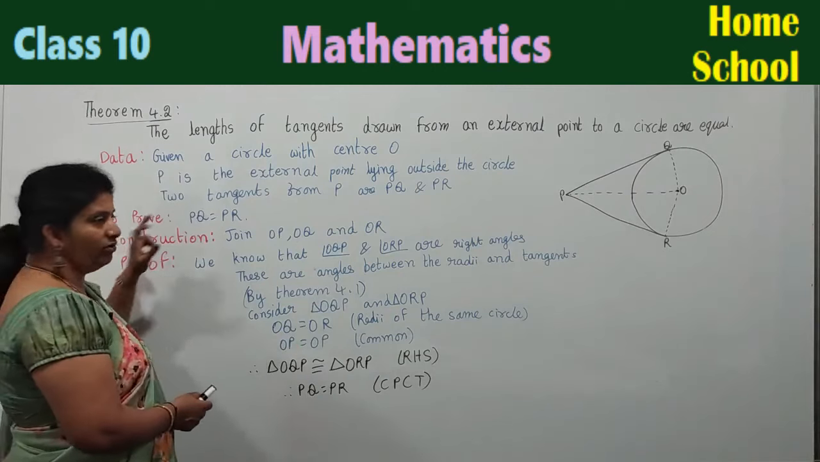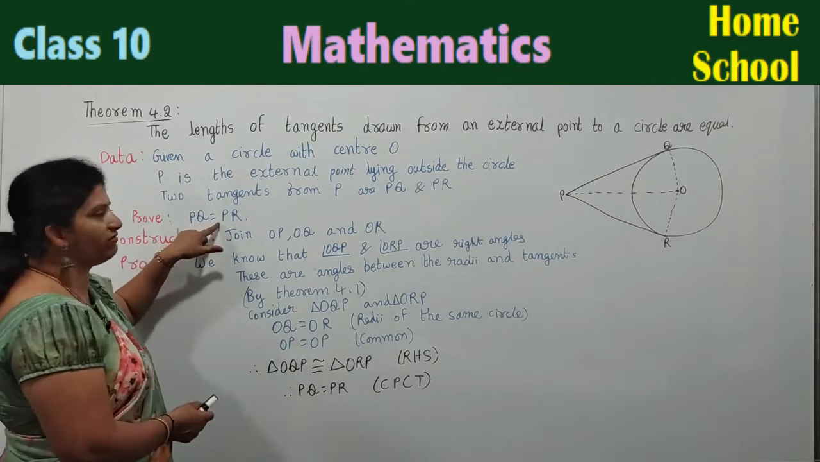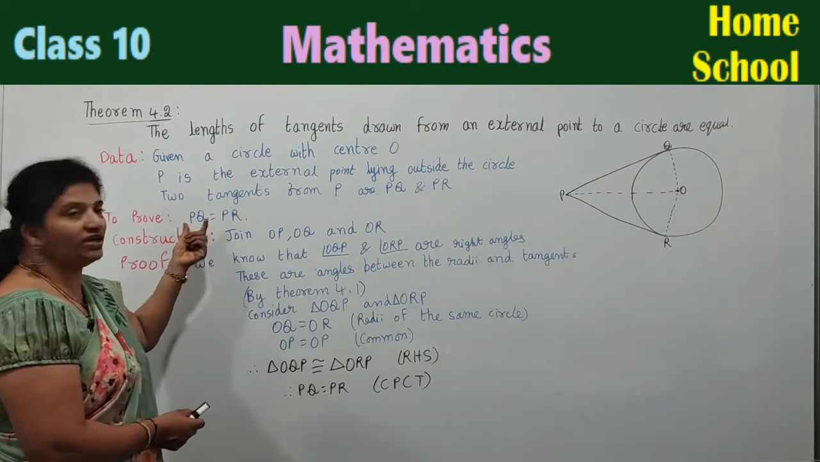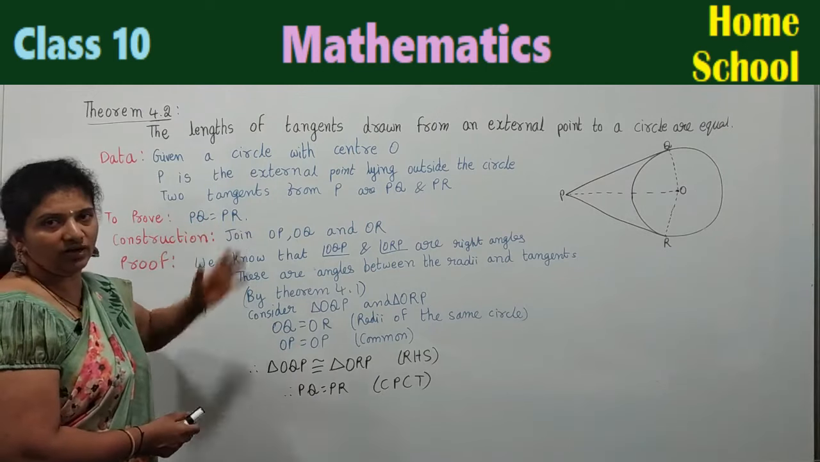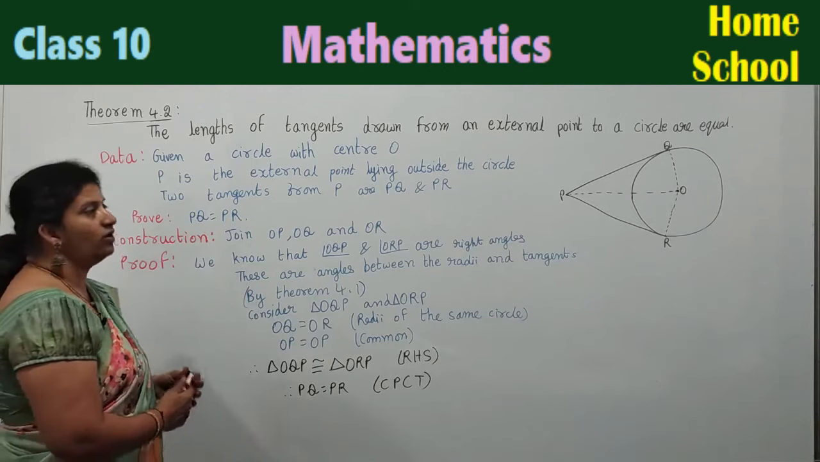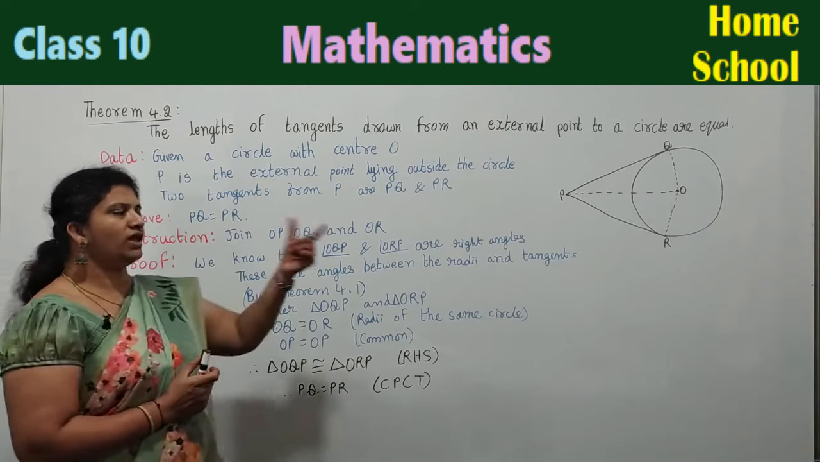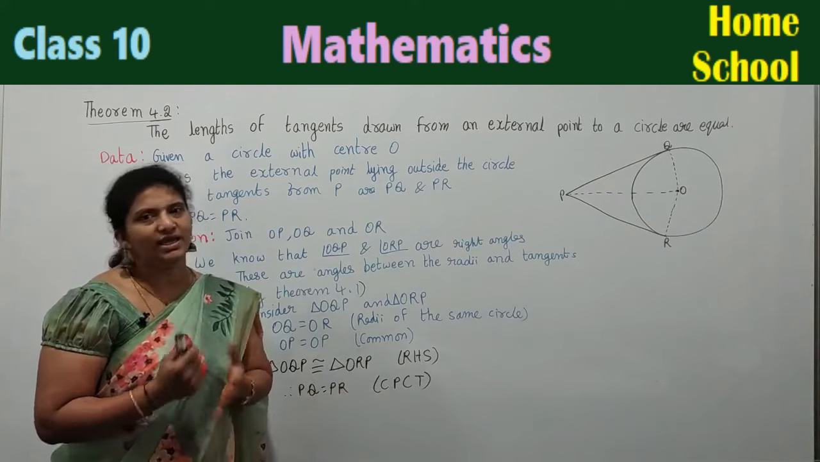What is a tangent? It is a line which touches at only one point of a circle. What we need to prove? Length of the tangent PQ must be equal to PR. Therefore, I have written here PQ is equal to PR. Or you may write length of PQ equal to length of PR also. PQ length and PR length are equal.